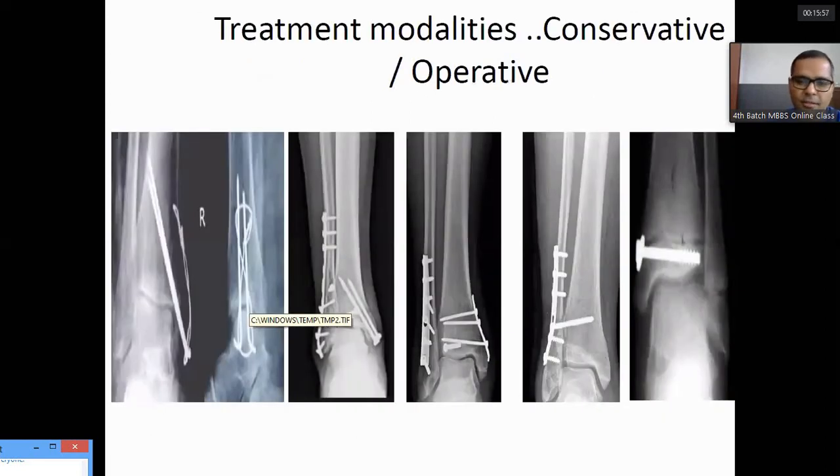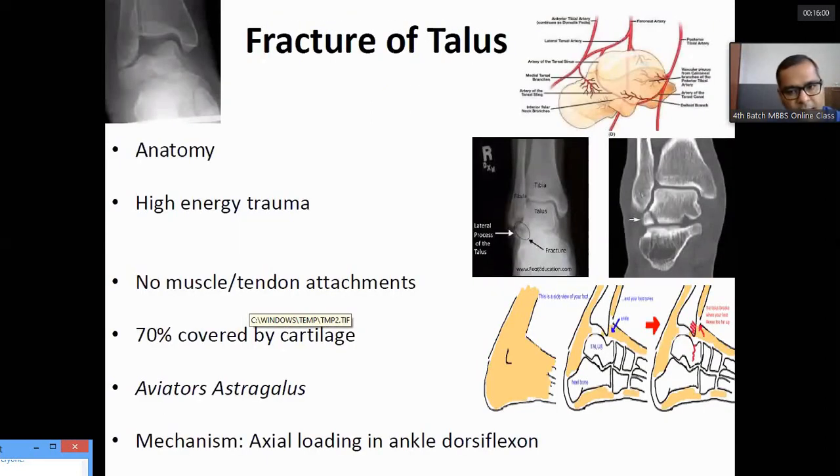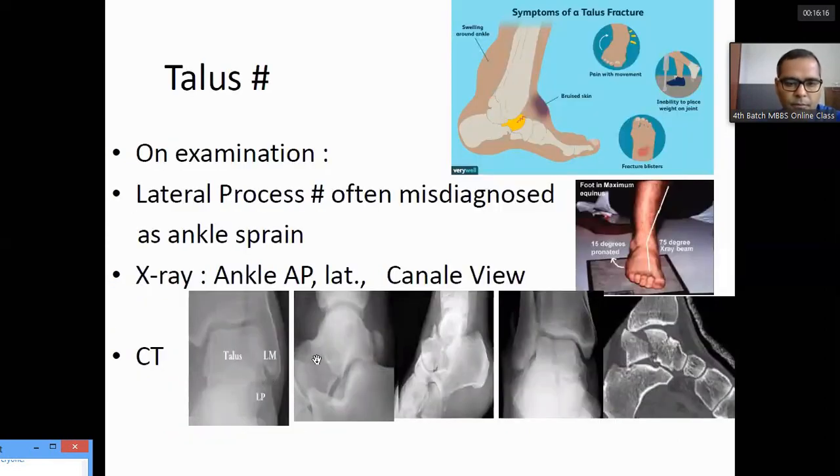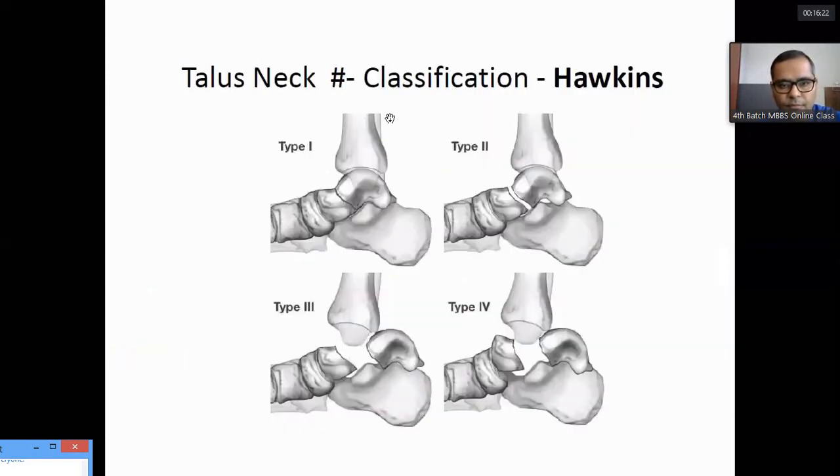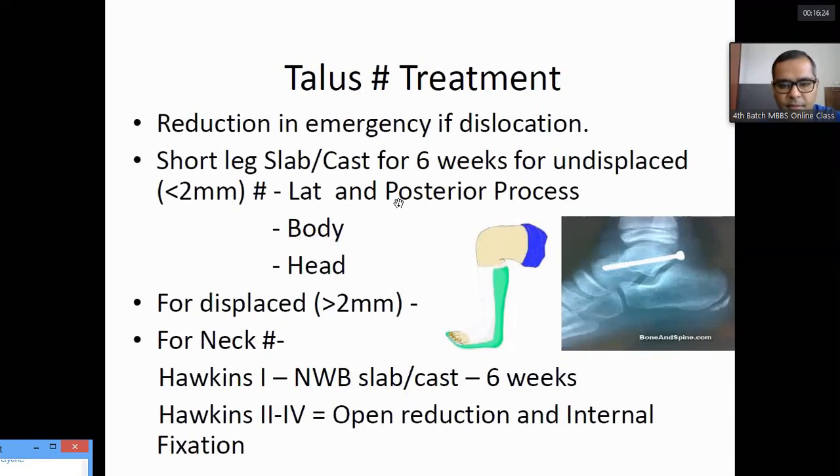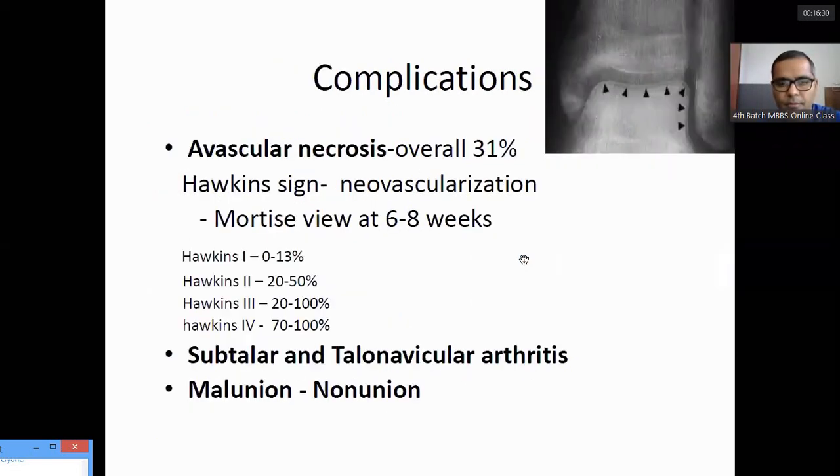Different treatment modalities: fracture of the talus, typical mechanism in dorsiflexed foot with axial loading, the precarious blood supply, different parts. In examination, huge swelling. Hawkins classification 1, 2, 3, 4. Talus fracture management: undisplaced, less than 2 millimeters, a slab is enough. For displaced, you need operative management. Complication, you cannot forget avascular necrosis.